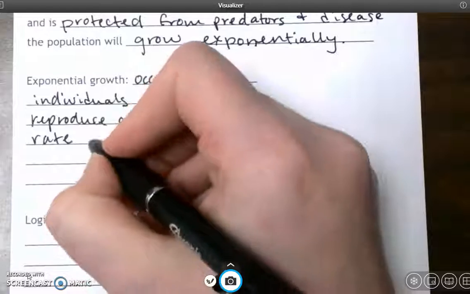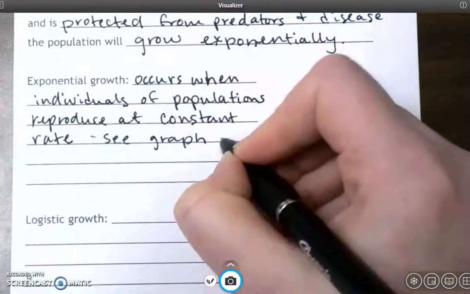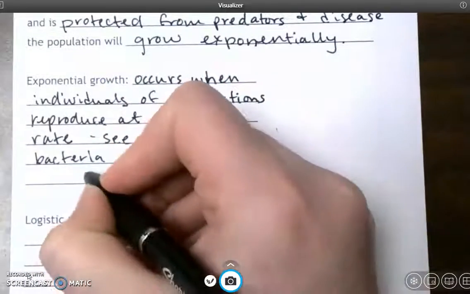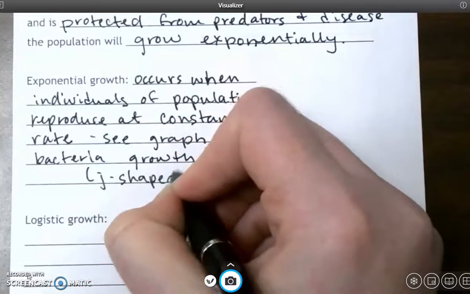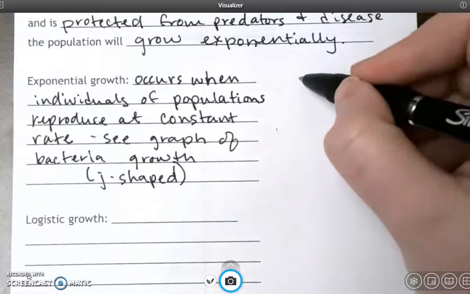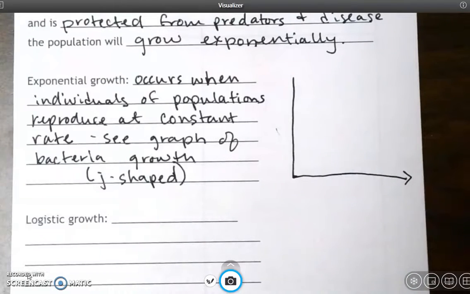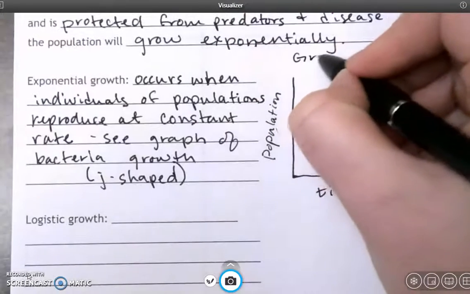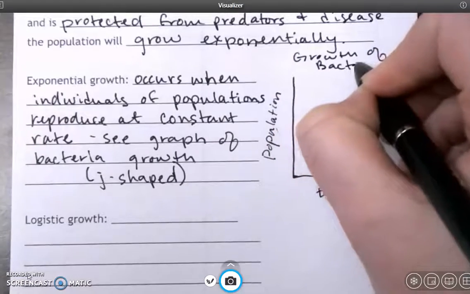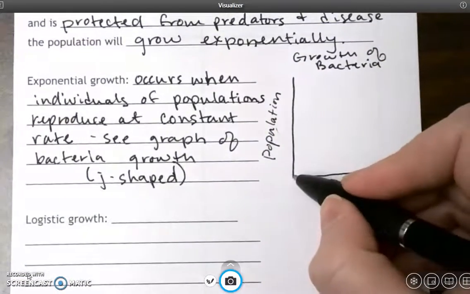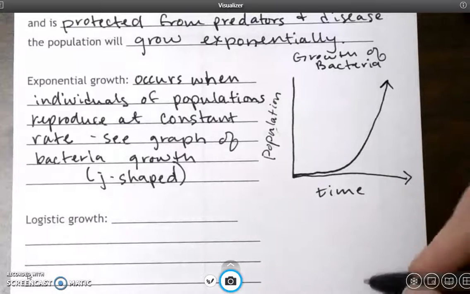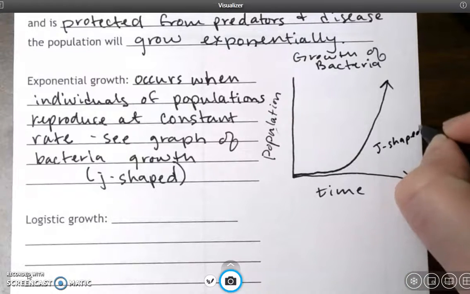All right, we're going to draw a little graph over here, a graph of bacteria growth. This is going to be a J-shaped graph. So I'm just going to sketch a rough graph in here. We have time on our x-axis, population on the y-axis, and our title is growth of bacteria. The population is going to double, double, double, over and over again until it resembles a J. So, a J-shaped curve.